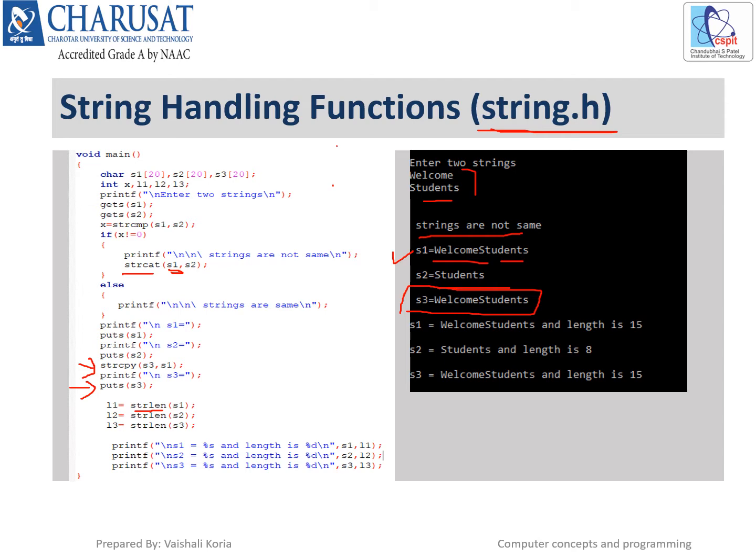So if you call the strlen function on s1, it will count the number of characters in the s1 string. Here you can see that the string s1 is "welcome students" and its length is 15. This message will be printed by this printf function, right? So the strlen function will accept one string or one character array as argument, and it will return the integer value which specifies the length of the string.